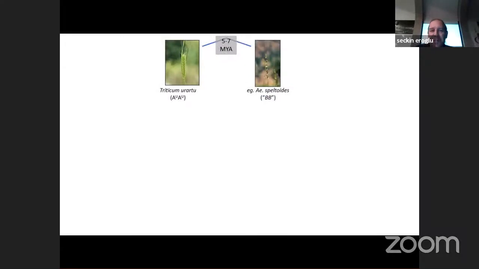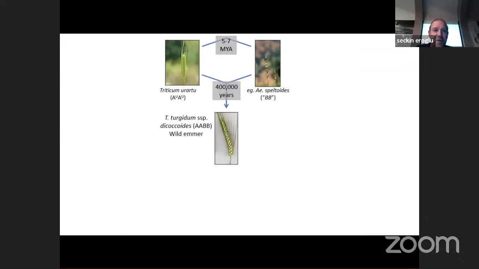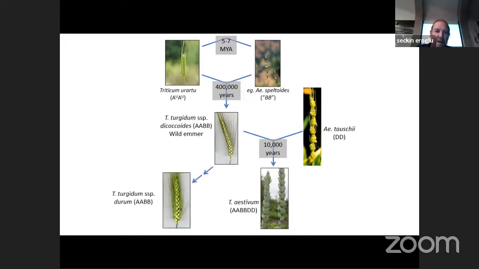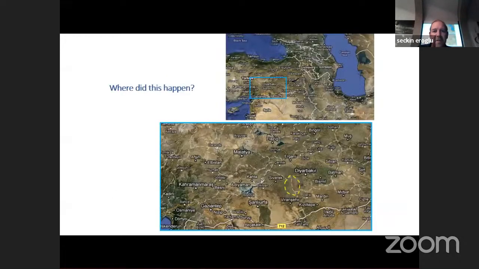So this complex wheat genome came about by two wild grass species crossing about 400 years ago. This gave us the wild emmer wheat. And then about 10,000 years ago, it crossed with Aegilops tauschii to give us our bread wheat, which was domesticated and became our bread wheat. Likewise, the wild emmer was domesticated and became our pasta wheat. This all actually happened southeast of Ankara in Turkey.